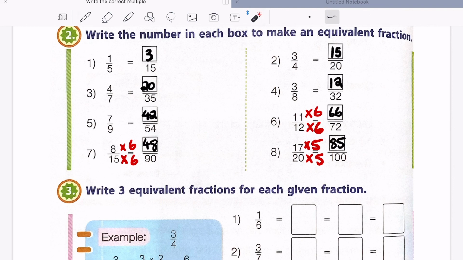So these are equivalent fractions. 17 20ths is equal to 85 100ths. So that's very good. So we checked number 6, number 7, number 8. Make sure you have the correct answers for number 6, number 7, and number 8.